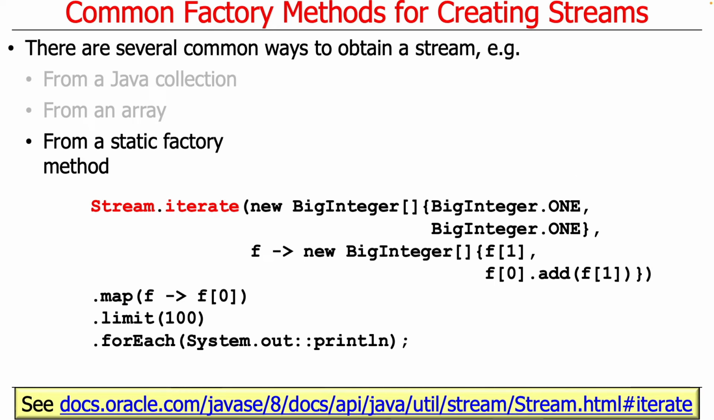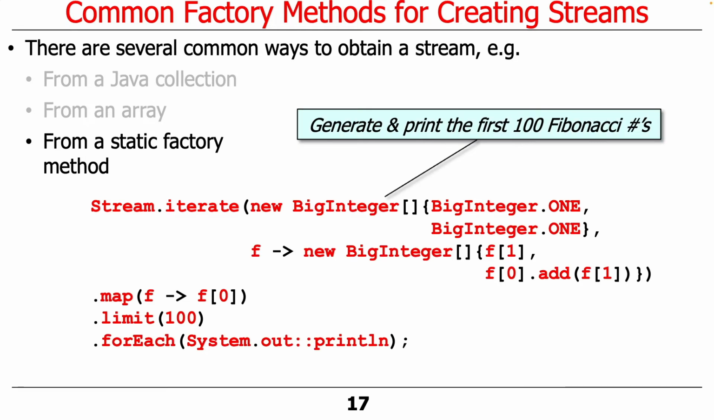There are yet other ways to create streams that use static factory methods, and this is a particularly interesting one. This is the iterate factory method. What this method does is it is given a seed, and then it's given a method to run.